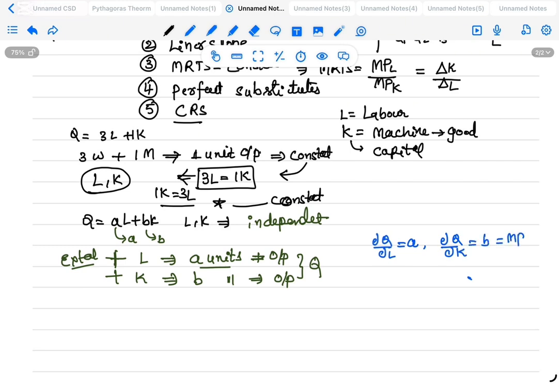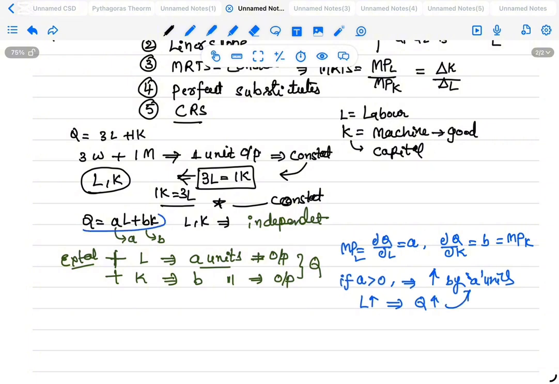This is MPK and MPL. If A is greater than 0, and every unit of labor increases the output by A units, that is, if we increase the labor, the output is increased by A units. Do you understand?